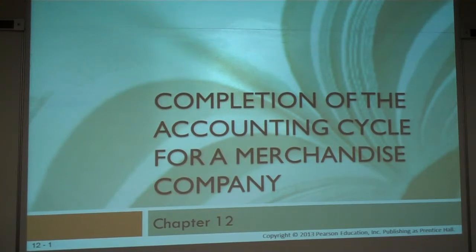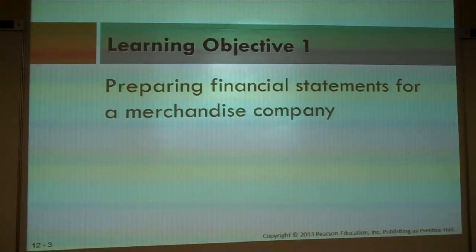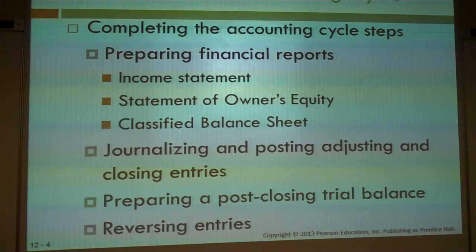So let's move on to chapter 12. In chapter 12, we're going to prepare the financial statements, record the adjusting and the closing entries, prepare the post-closing trial balance, and then complete the reversing entry. And we usually just do the one, which is for the payroll. Completing the accounting cycle.